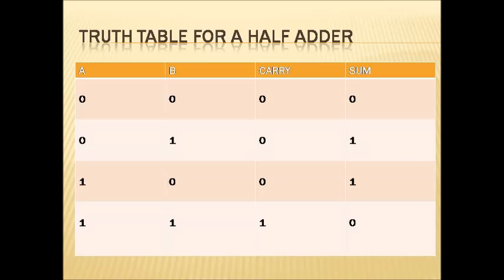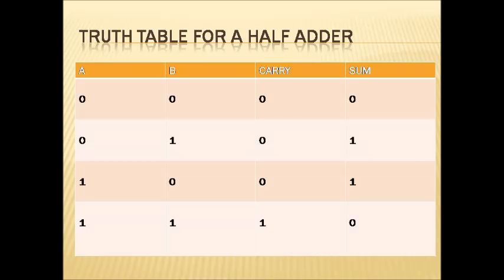Again, when A is equal to 1 and B is equal to 0, we are getting carry as 0 and sum as 1 because 1 plus 0 is equal to 1. There is no carry. So carry is 0, sum is equal to 1.